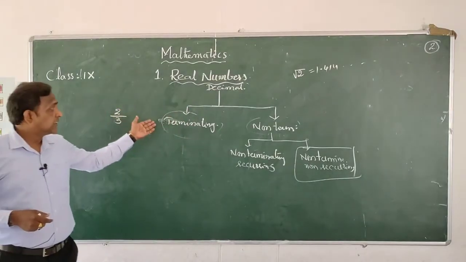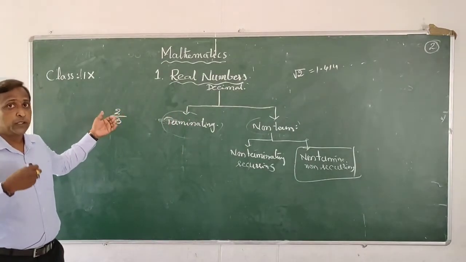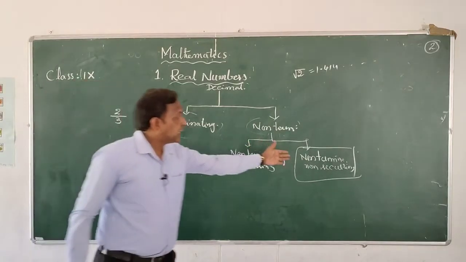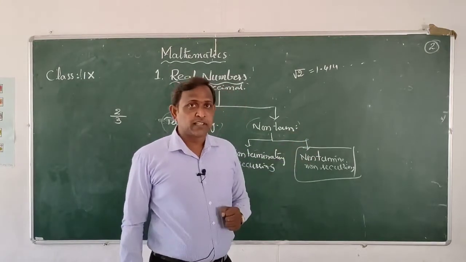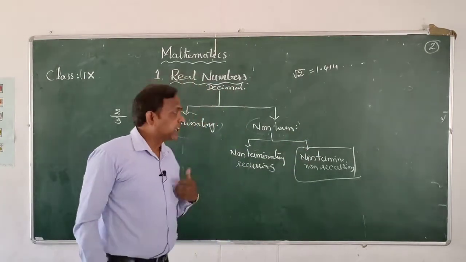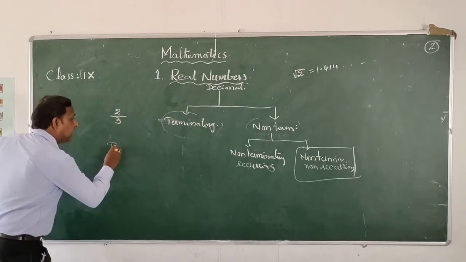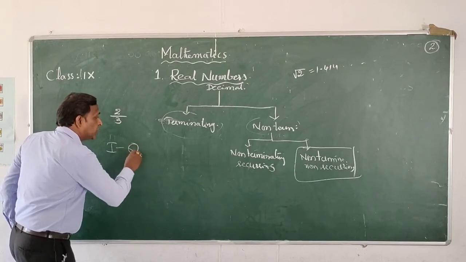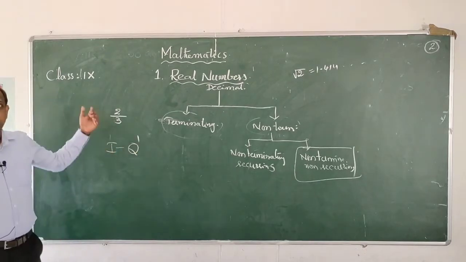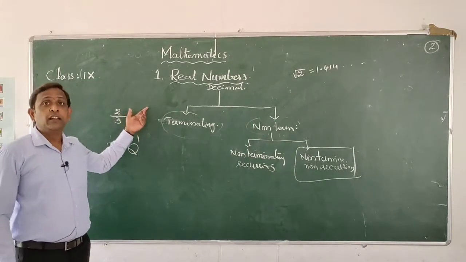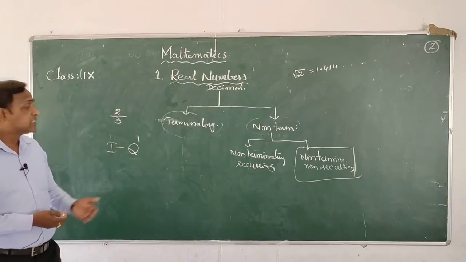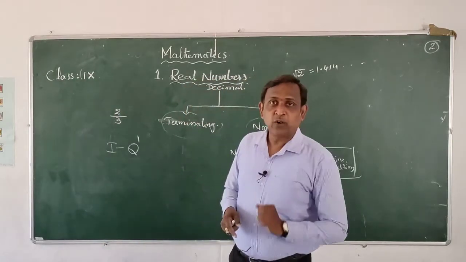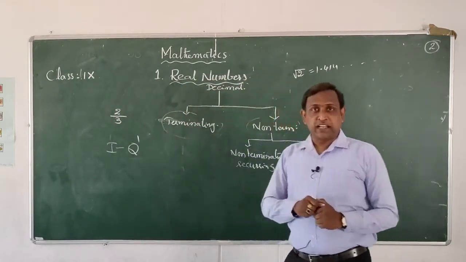Rational numbers are represented by the letter Q. Coming to the other part, non-terminating, non-recurring decimals are called irrational numbers. Irrational numbers are represented by the letter I, or we can write Q dash. Children, you know that Q is rational and Q dash is not rational. That means a number which cannot be expressed in the form of p by q is called an irrational number, that is Q dash.